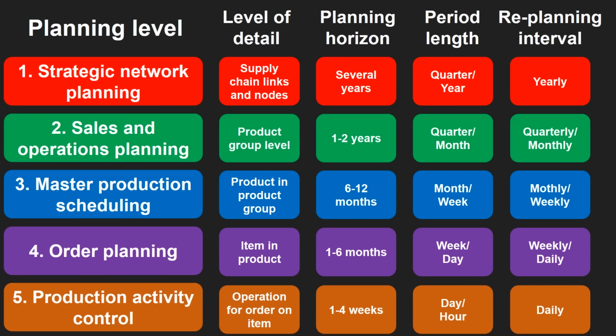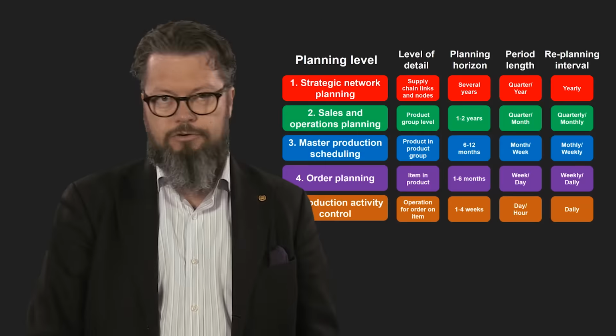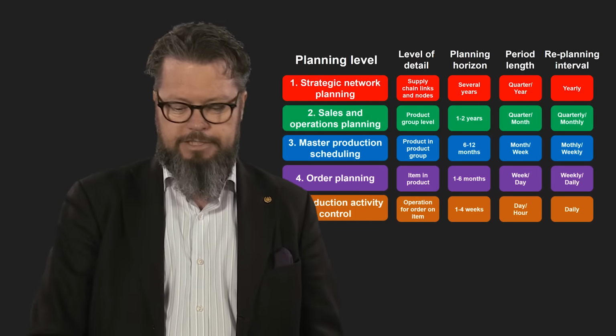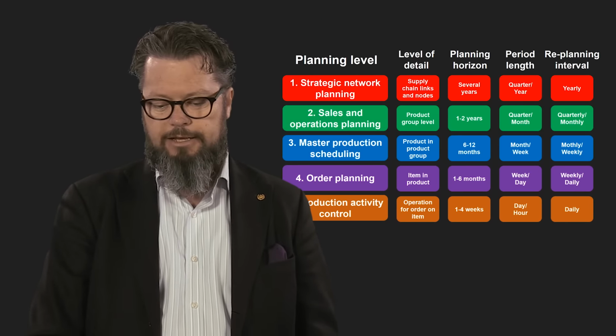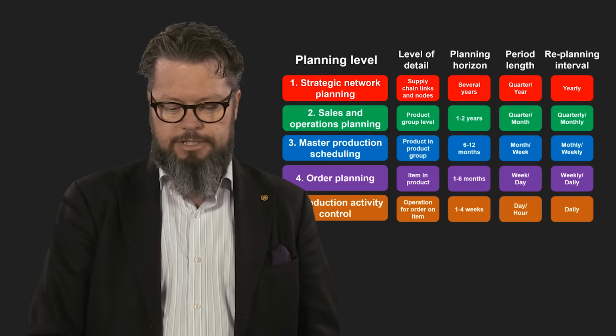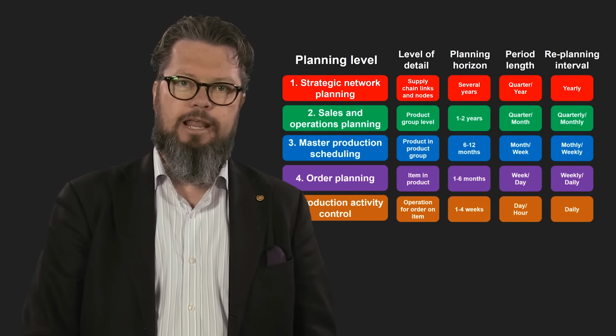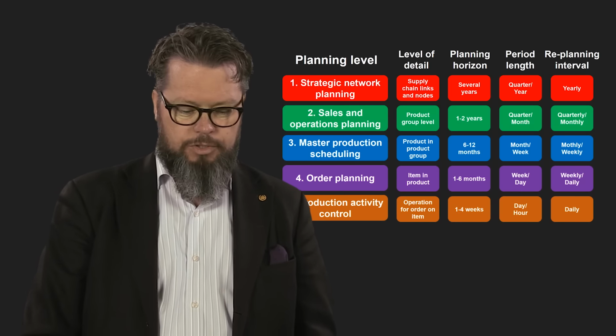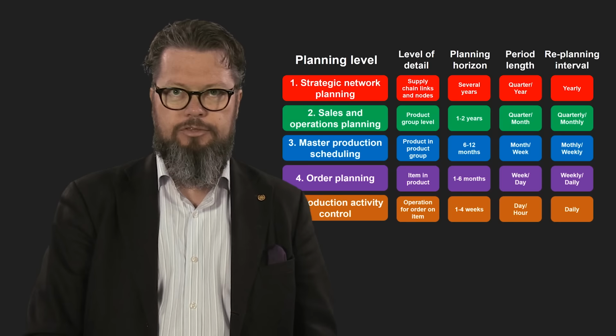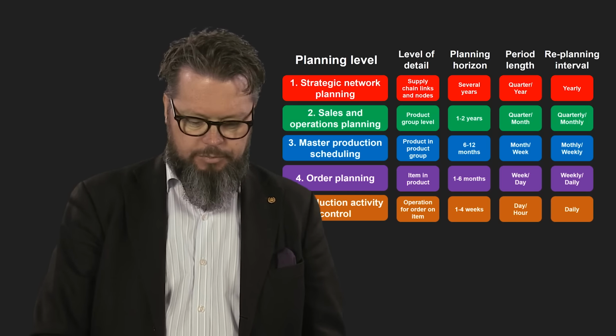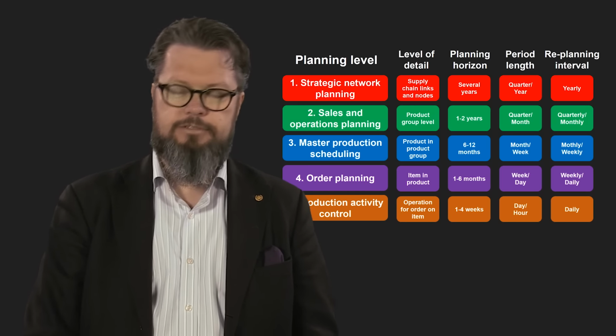As you can see, this table here sums it up. You have the 5 planning levels: strategic network planning, sales and operations planning, master production scheduling, order planning, and production activity control. And if you look at these 4 different parameters, from level of detail to planning horizon, period length, and replanning interval, you can see that you go from very high level, low detail, when you talk about strategic network planning, into extremely detailed production activity control and all the steps in between.